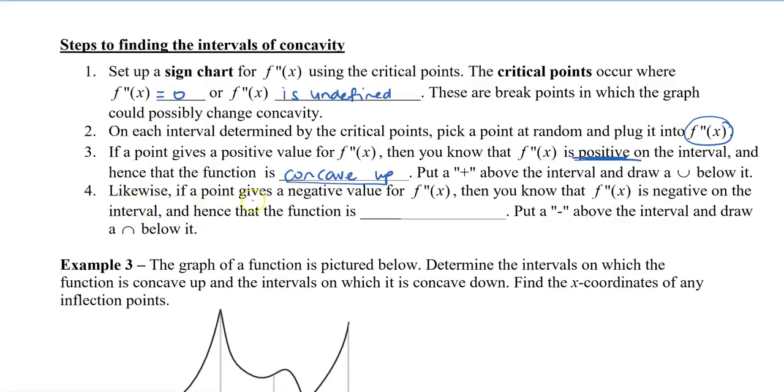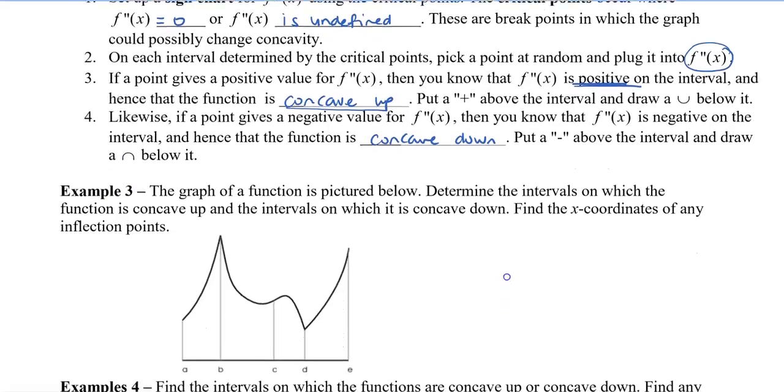Now, likewise, if a point gives a negative value, this time for the second derivative, then you know that the second derivative is negative on the interval, and then now the function is concave down. So we then put a little minus sign above the interval, and then we draw an upside down U, or an upside down cup, spilling the water out.